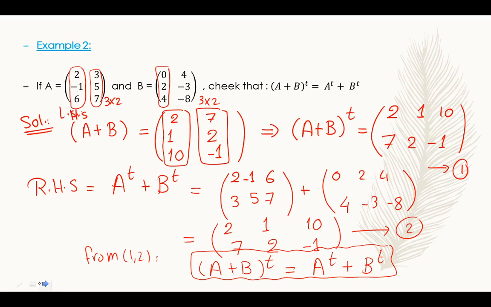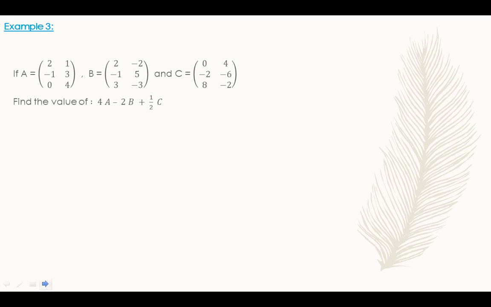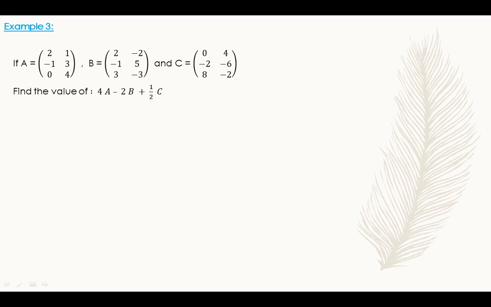Okay? Let's go to another example. Example 3. If A is the matrix whose elements are 2, negative 1, 0, 1, 3, 4, and we have also the matrix B and the matrix C. Here he wants to find the value of 4A minus 2B plus half C. Okay, let's solve it together. Solution. Here we want to find 4A minus 2B plus half C.